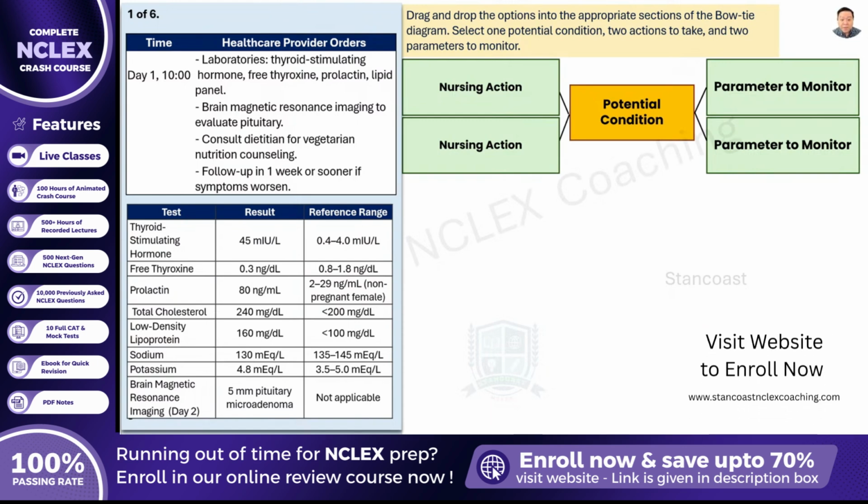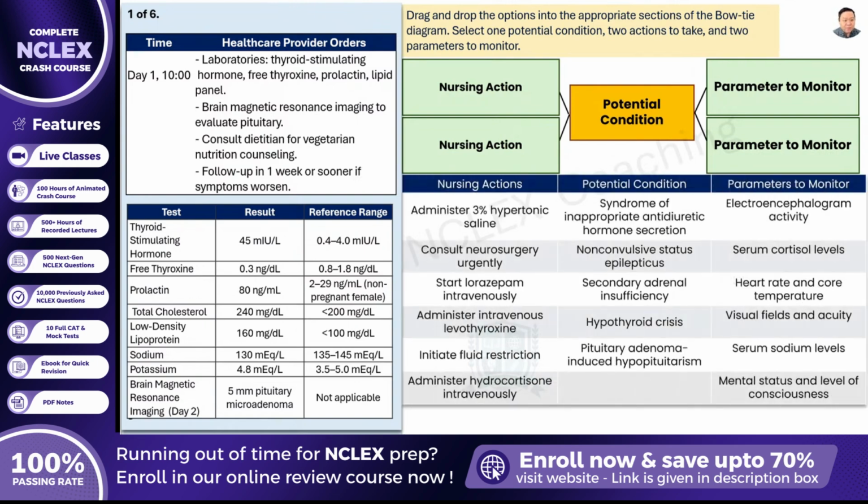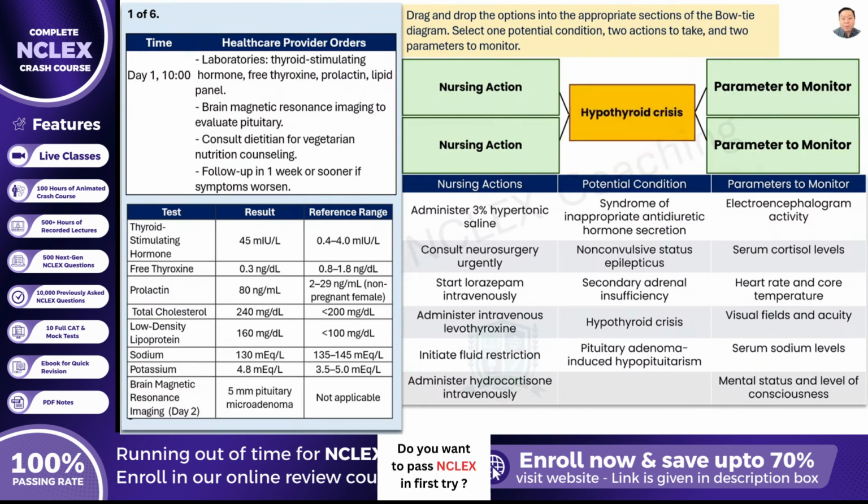Ask yourself what you need to do first to help this patient stabilize. And when it comes to monitoring, you got to ask, what 2 things will tell me if my treatment is working right now? So we have the following options for the boxes for the potential condition. Here are the choices. There's syndrome of inappropriate antidiuretic hormone secretion, non-convulsive status epilepticus, secondary adrenal insufficiency, hypothyroid crisis, and pituitary adenoma-induced hypopituitarism. The answer to this box is hypothyroid crisis.